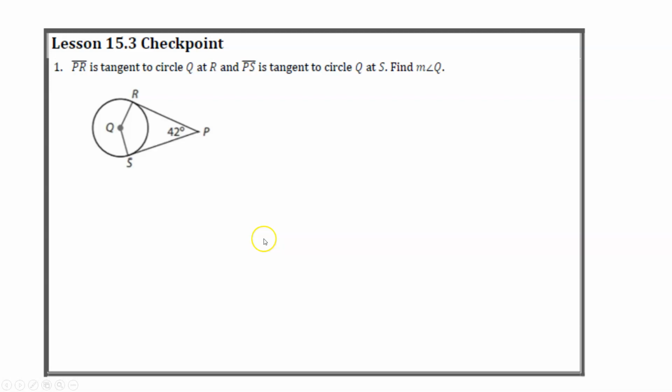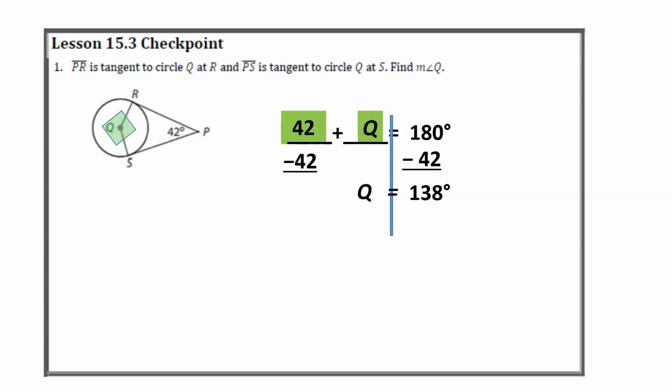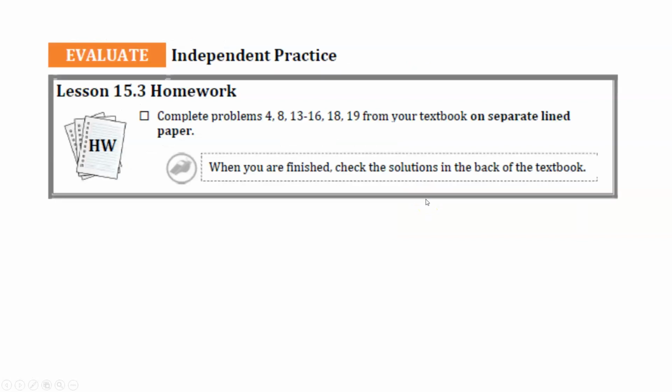Oh, that was the fastest lesson in all of history. All right. 15.3. That was a very short lesson. Essentially, we have angle Q and 42. So we'll have 42 plus angle Q equals 180. Go ahead and solve that out. And if you solve that out, that would be 138. All right. Make sure you're doing the homework.